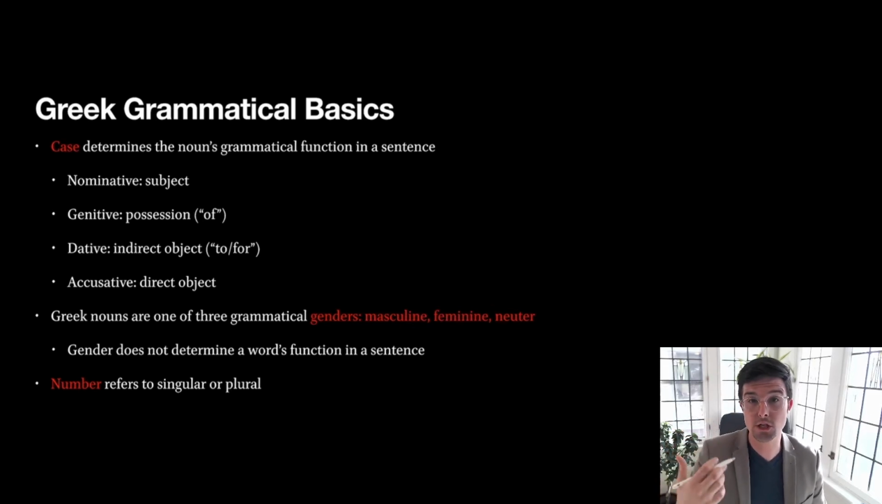Whereas it will change its case and its number based on its function in the sentence, so that a Greek noun can be in the nominative case if it's the subject of the sentence. If it's showing possession or description, it will be in the genitive case. If a word is the indirect object in the sentence, it will be in the dative case. And if a word is the direct object, it will be in the accusative case. And then a Greek noun will change its number, whether it's a singular thing or a plural thing.